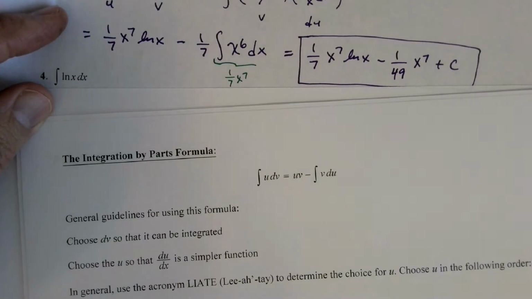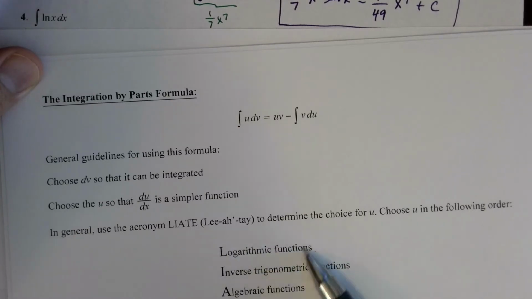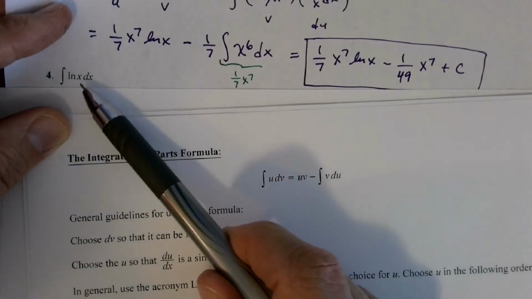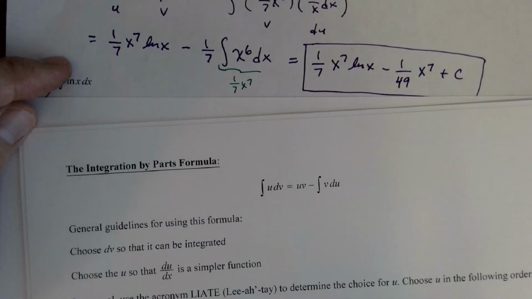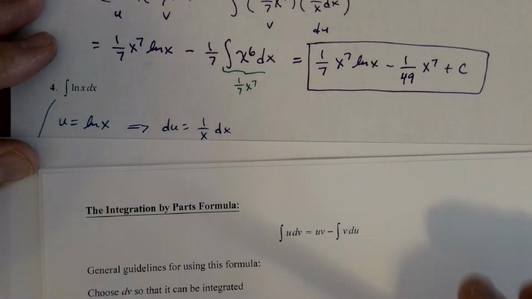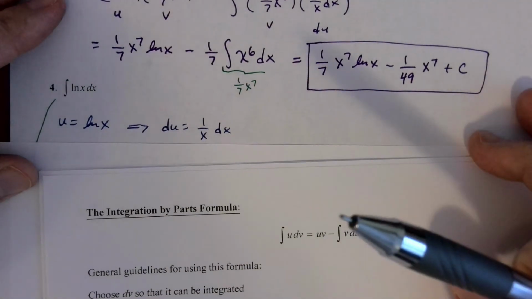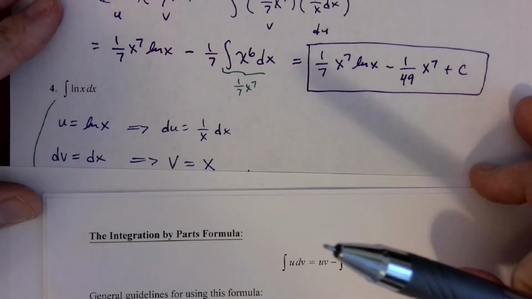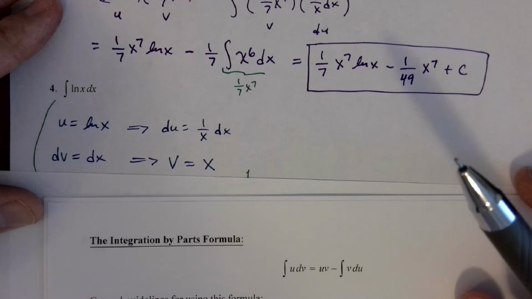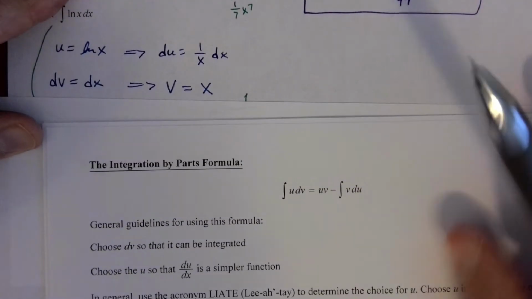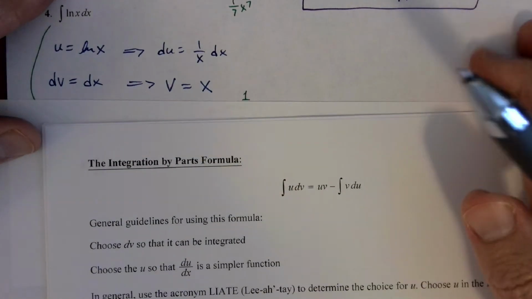Well, what I'm going to do is choose u to be the natural log of x, which is a good idea, right? Logarithmic is our first choice for u, so that's good. Then what's the dv going to be? Well, it's just the dx. I'm going to choose u to be the natural log of x, and therefore my du is 1 over x dx. My dv is dx. Integrating both sides of this, I get v is equal to x.